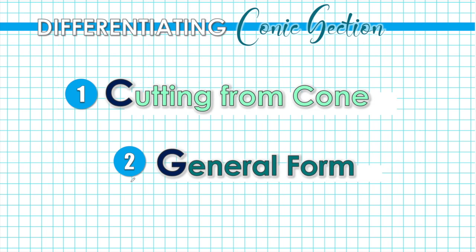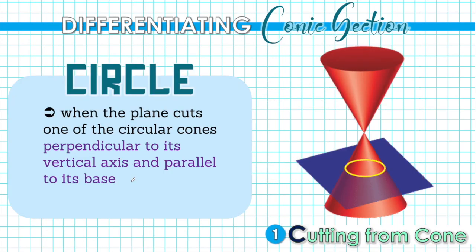Differentiating the conic sections by their cuts, a circle is made when the plane cuts one of the circular cones perpendicular to its vertical axis and parallel to its base. So we can imagine that here we have the vertical axis. If the vertical axis is perpendicular, or it creates a 90-degree angle with the plane and it is parallel to the base of the cone, then we can assume that the intersection is a circle.